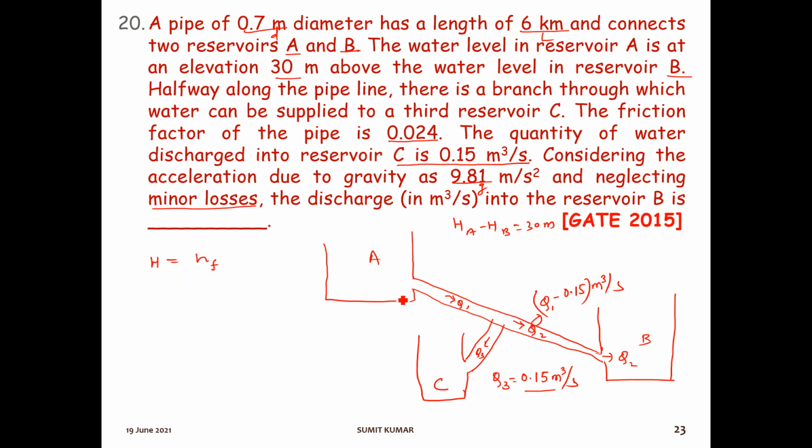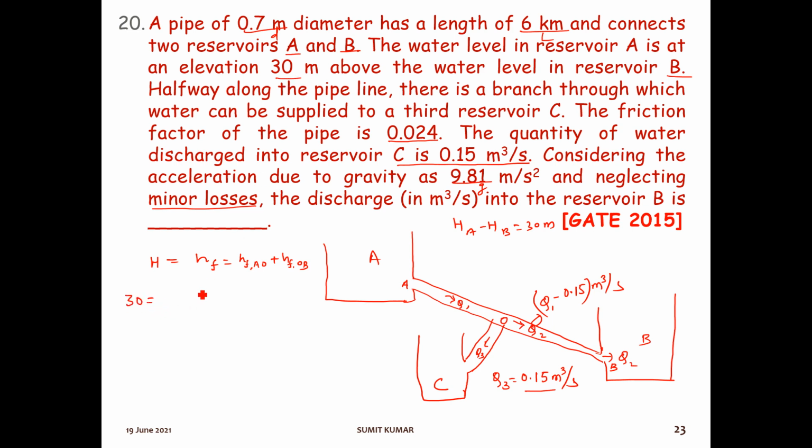Suppose this is point A, this is point B, and this is junction O. The head loss for pipe AB is HF from A to O plus HF from O to B. And this total head loss is already given, that is 30 meter, the elevation difference.